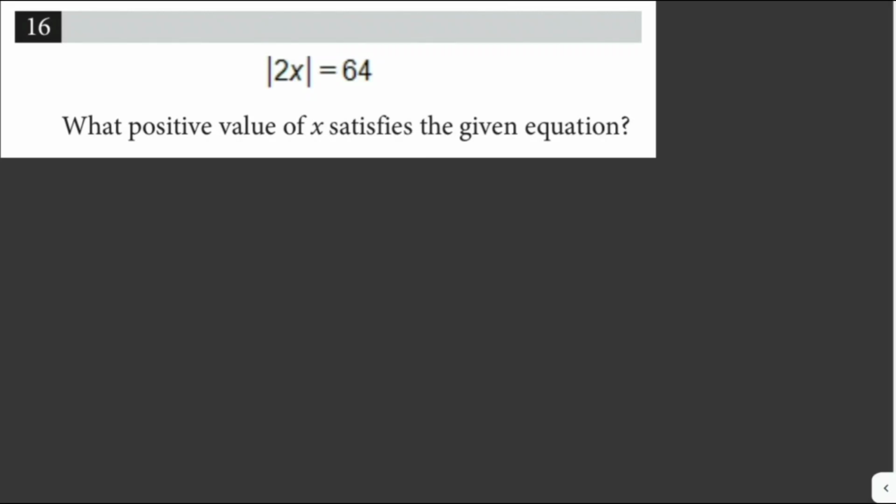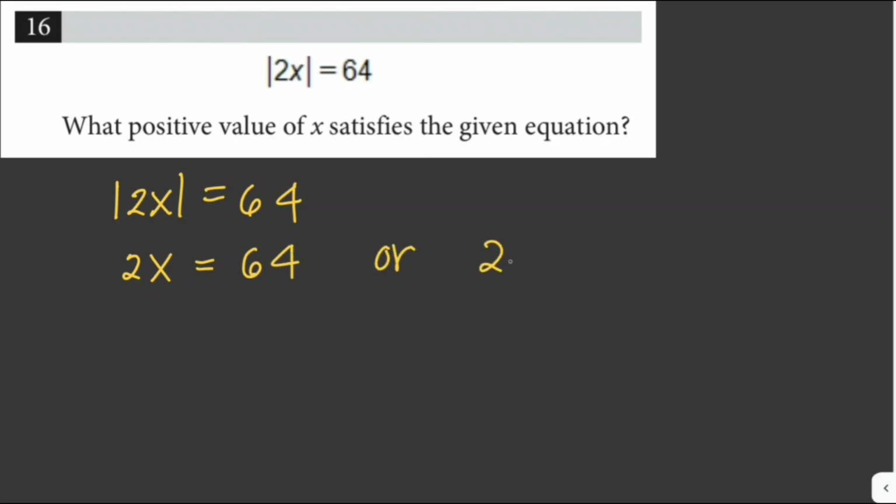Okay, what positive value of x satisfies the given equation? We're given the equation absolute value of 2x equals 64. In solving absolute values, we get positive and negative values. So we can write this as 2x equals 64 or 2x equals negative 64.